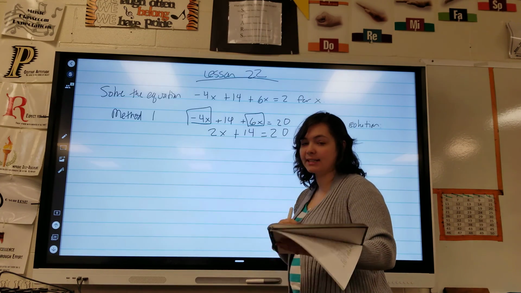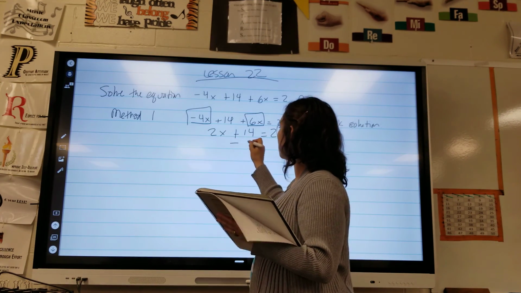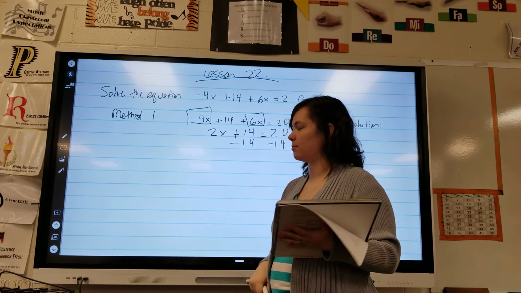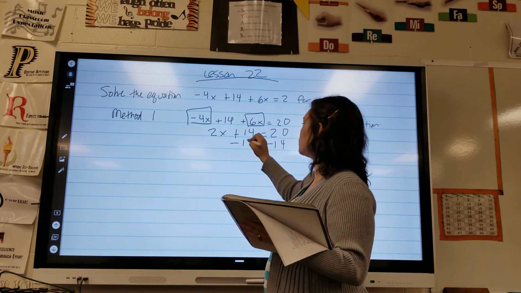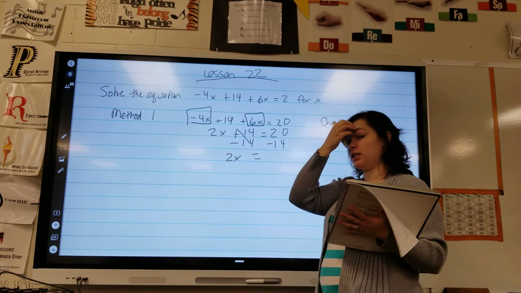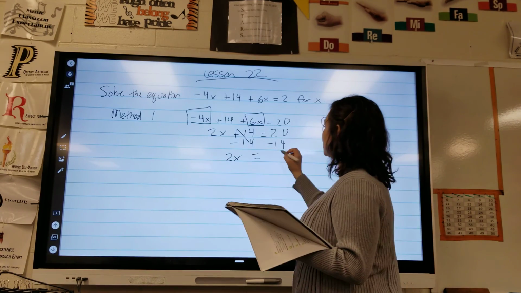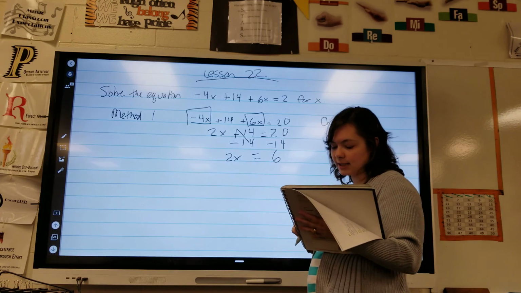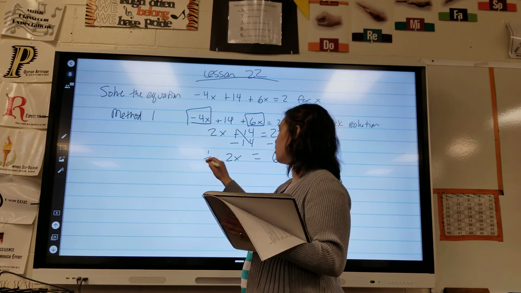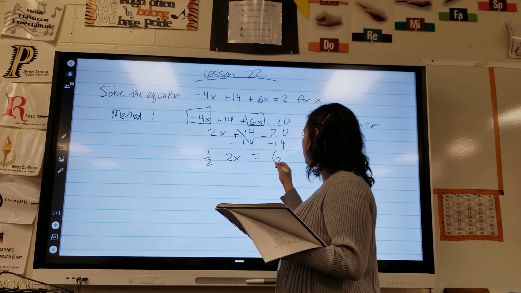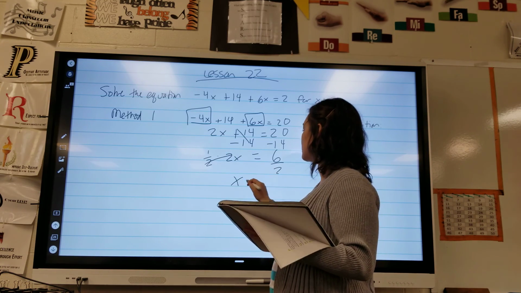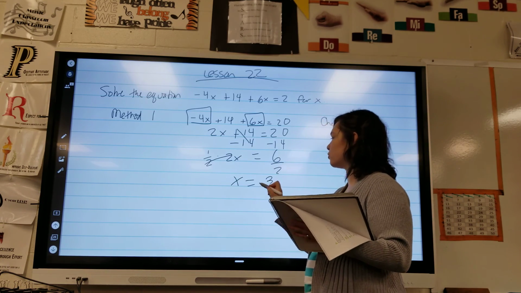Now we're going to add negative 14 to both sides, or subtract 14. Remember, same thing. Adding a negative is just like subtracting a positive. If I do this, these two cancel. I'm left with 2x here, and 20 minus 14, 20 is a much nicer number, is 6. So now we have 2x is equal to 6. Then we're going to multiply by 1/2. Remember, this is just like dividing by 2. So if we multiply by 1/2 over here, it cancels. X is equal to 6 divided by 2, which is 3.